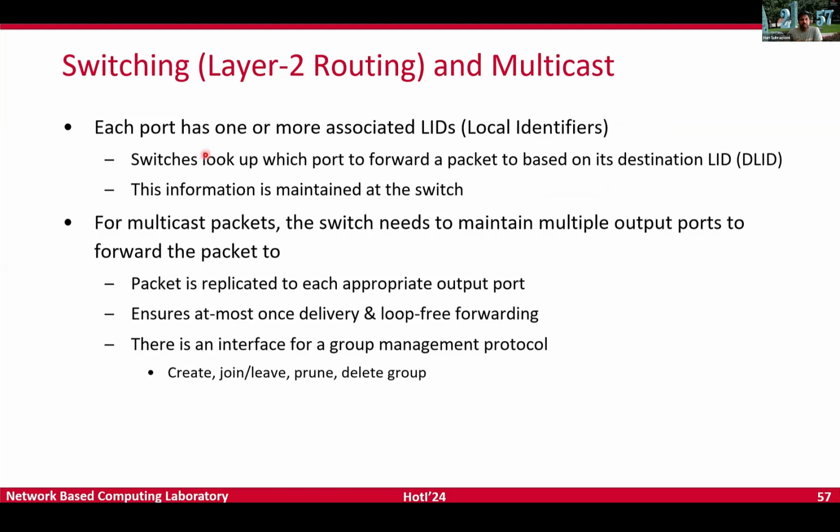So let's now move into layer 2 routing or switching. Just like on the Ethernet side, you have MAC addresses, you have what are called local identifiers or LIDs on the IB side for intra-domain switching. For multicast packets, we have what are called multicast group identifiers or MGIDs. And these IDs tell the switch through what all end ports or egress ports the packets need to be replicated out through. And you have separate interfaces for multicast group management like create, join, leave, prune.